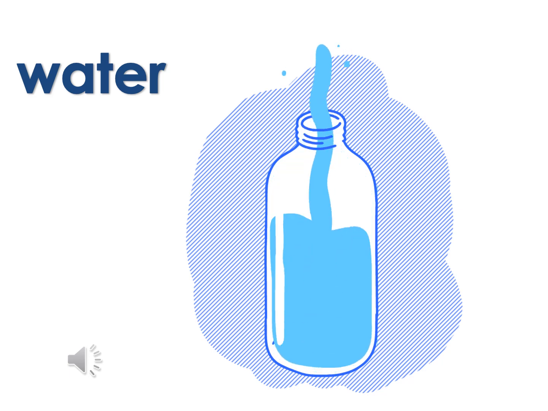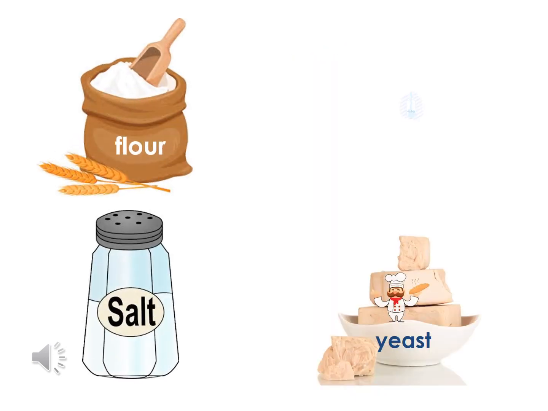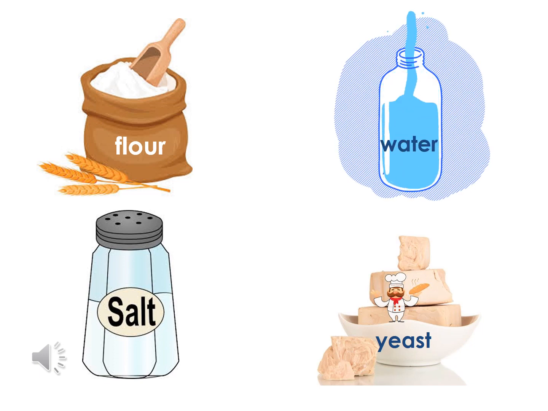What can you see? Water. And the baker uses salt, yeast, flour, and water to bake bread. So, what does the baker need to make bread? Number one, salt. Number two, yeast. Number three, flour. Number four, water. Excellent.